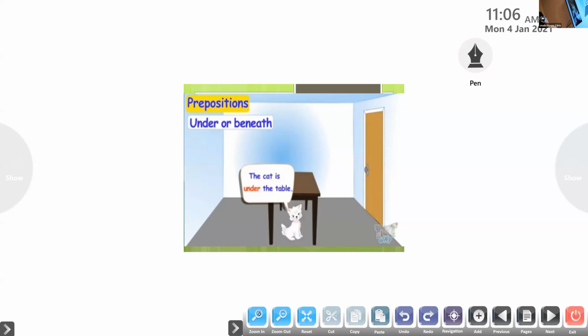Where is the cat? Where is the cat? Under the table. Can you see? It is under the table. So this position is called under. Okay.